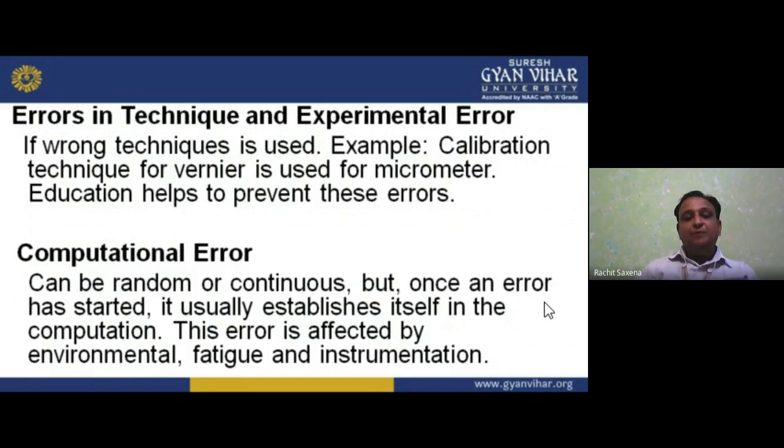Next, we have the computational error. It can be random or continuous. But once an error has started, it usually establishes itself in the computation. This error is affected by environmental fatigue and instrumentation.